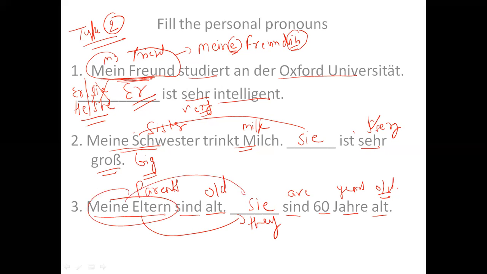So this type of sentences can also come where we have to identify the noun from the first sentence, and we have to write the personal pronoun in the second sentence. Like here, in the first sentence it was my friend, so er. Here my sister, so sie. Here my parents, so sie. This was type 2.